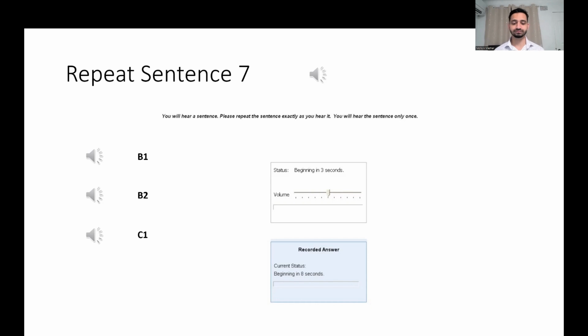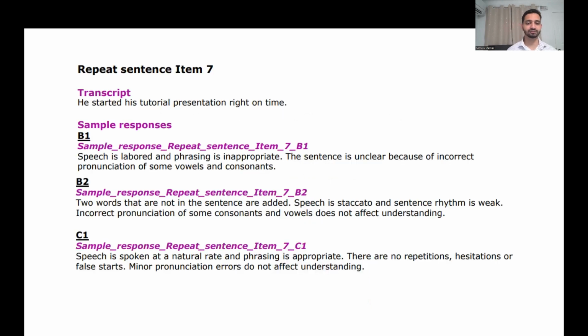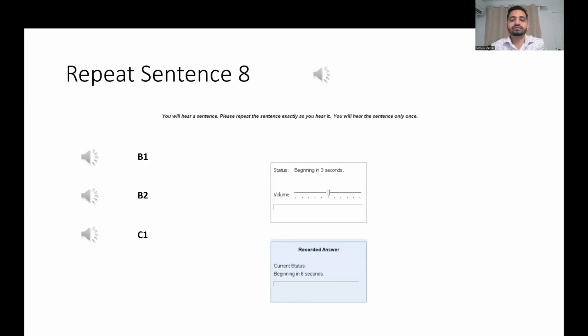She scores C1, right? You can see here, speech is spoken at natural rate, and phrasing is appropriate. There are no repetitions, hesitations, or false starts. Minor pronunciation errors do not affect understanding. So he started his tutorial presentation right on time. That is great. I think you're getting really good practice in. So let's do a little bit more. I don't know how many we have more, but we'll see. Are you ready? Let's do it.